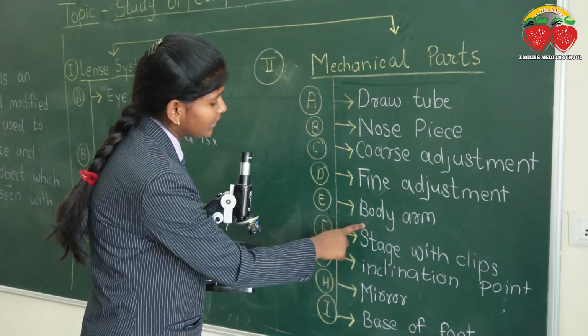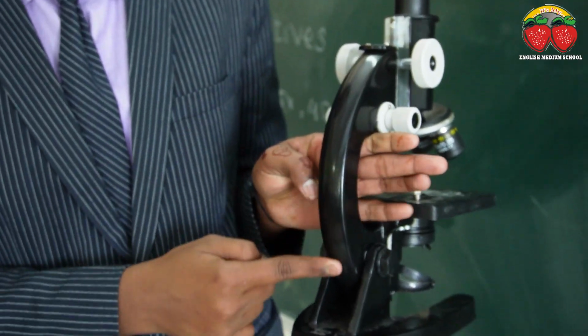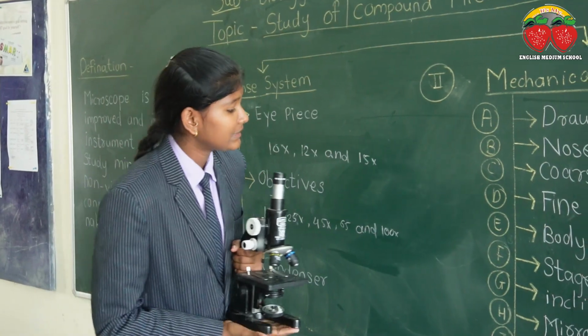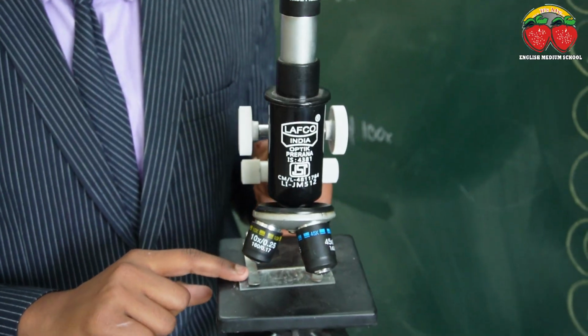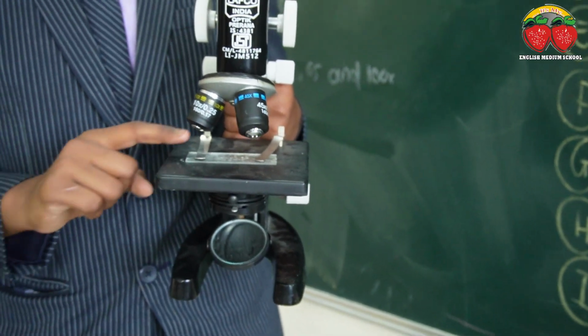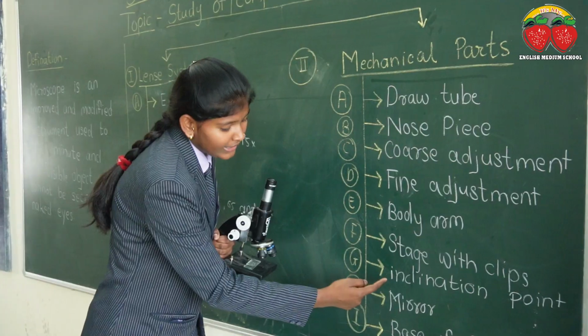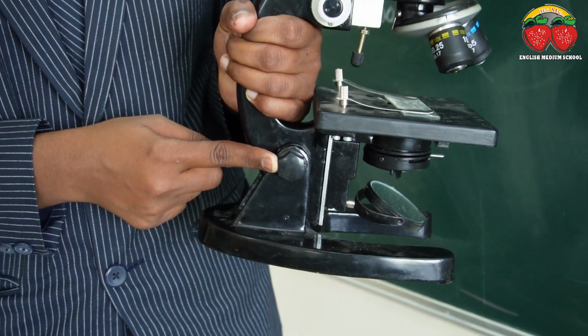Now, the fifth mechanical part is the body arm. This is the body arm. This stout part is used to hold the microscope. Sixth is the stage with clips. It is a rectangular part of the microscope fitted with clips. Now next is the inclination joint. It joins the lower pillar and upper pillar parts of the microscope.